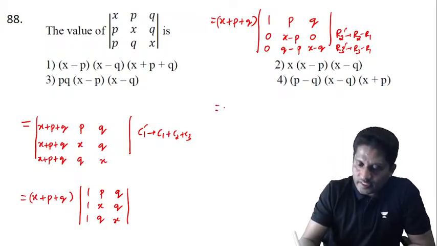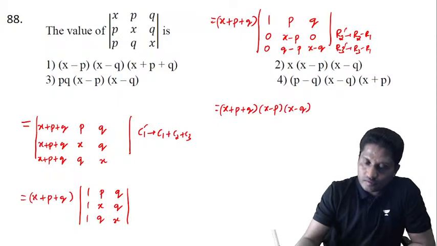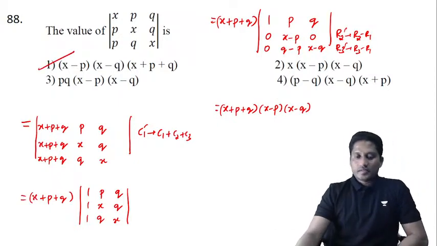Okay, so this is equal to x plus p plus q. If I multiply, delete first row first column, you get x minus p into x minus q. That's the first option only. Right? Question number 89.